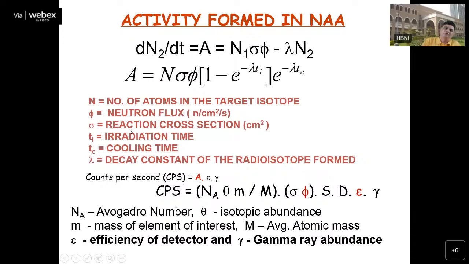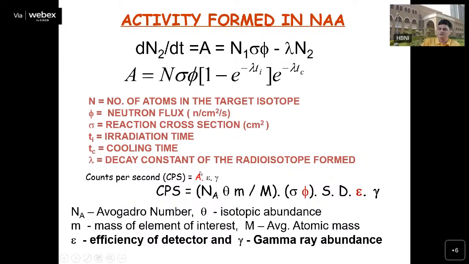For each element, nuclear tables are available that will show you this. From those tables, you can find these reaction cross sections, depending on the element. Then Ti is the irradiation time, Tc is the cooling time, and lambda is the decay constant of the radioisotope. And once this activity has been found, you have to find the counts per second.